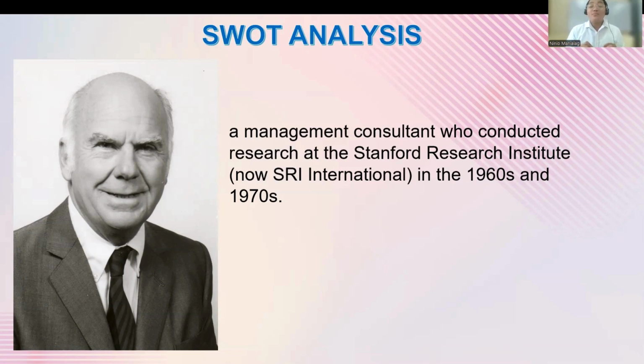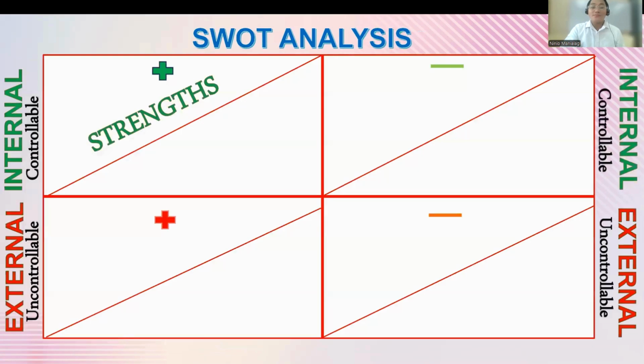Now, let's dive deeper into each component using Apple Incorporated as our example. For the strengths, these are internal elements that give your business an advantage over competitors. Since these factors are within the organization, they are also within your control. Therefore, you can capitalize on these strengths to maximize their impact.